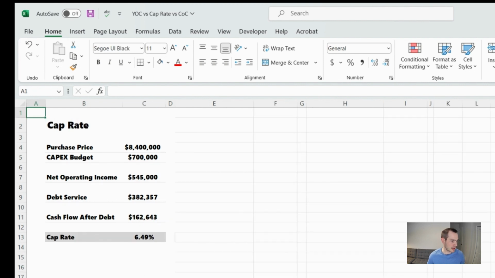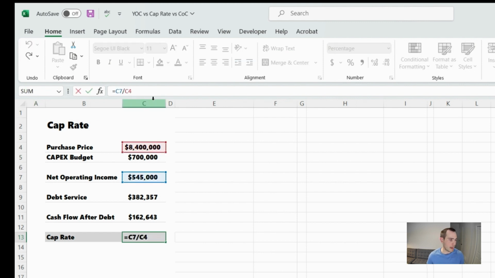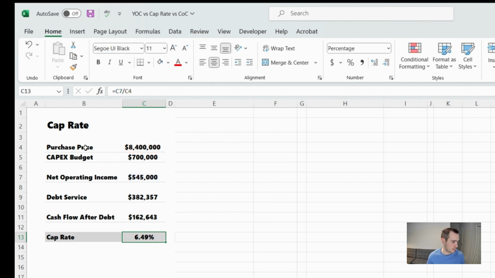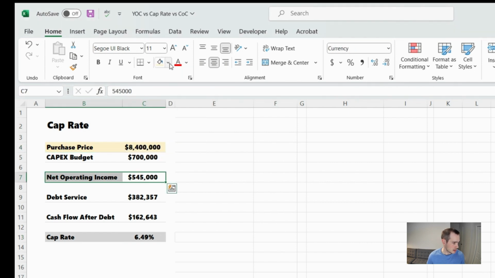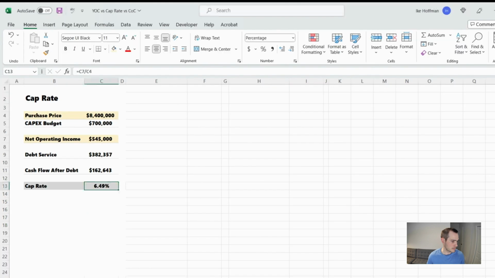First, let's go ahead and make a cap rate calc. So we have the same numbers as presented before. And to calculate the cap rate, we would just take the net operating income divided by the purchase price. In this case, that's 545,000 divided by 8.4 million. I'm going to go ahead and highlight this just so that's clear. And that would result in a cap rate of about 6.5%.